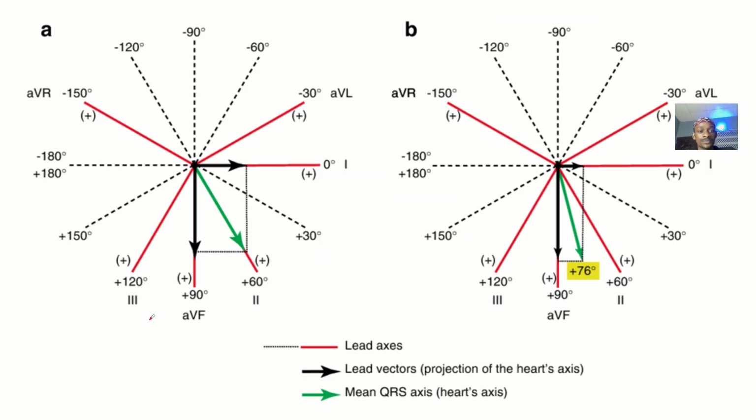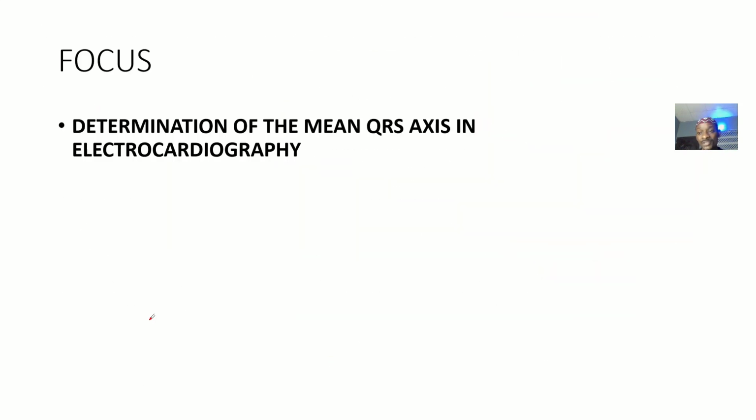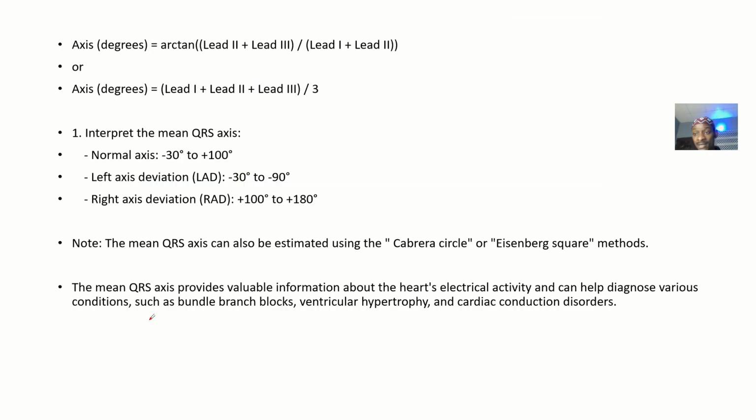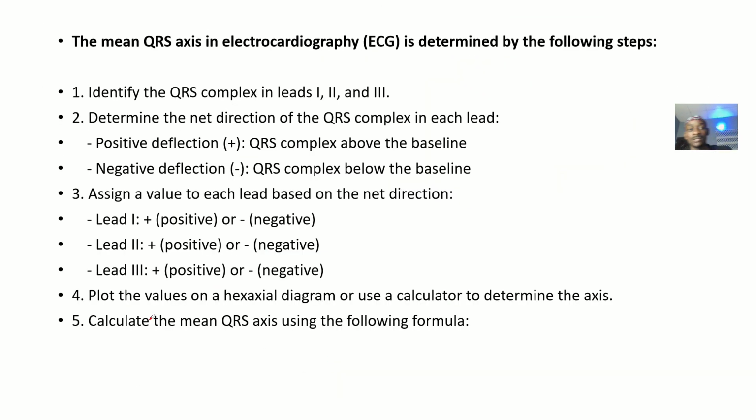Okay, so determination of mean QRS axis in electrocardiography. This is the main formula right here. Okay, we'll come to it, but let's talk a bit. The mean QRS axis in electrocardiography is determined by the following steps. So before you get to the formula, you're expected to do one or two.